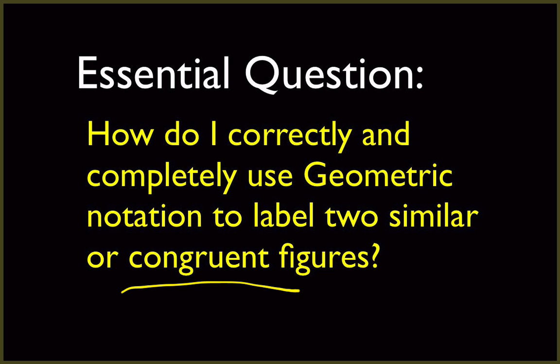Okay, we're not going to be too focused on the similar, because when we talk about similar figures, it's the same idea. It's just the symbol is a little bit different. So instead of a congruent symbol, we have a similar symbol, which is just sort of that wavy line.